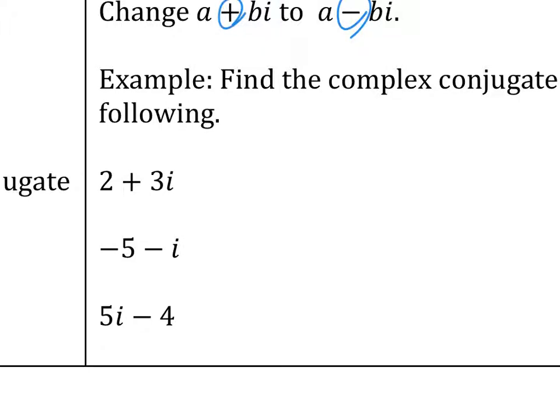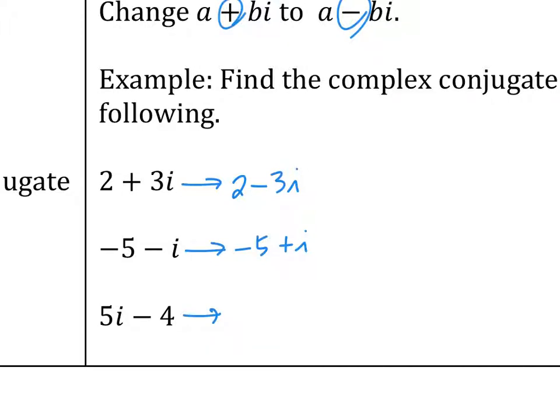Okay, Trey, 2 plus 3i, what's the complex conjugate? Yes. Alana, negative 5 minus i, what's the complex conjugate? Negative 5 is correct, and then what's after that? Yeah, plus i.